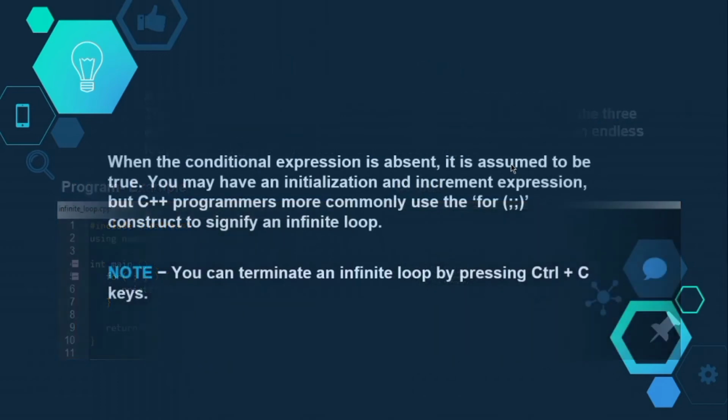When the conditional expression is absent, it is assumed to be true. You may have an initialization and increment expression, but C++ programmers more commonly use the for construct with two semicolons to signify an infinite loop. And guys, if you encounter an infinite loop, you can use this note by pressing Ctrl+C to break the infinite loop.